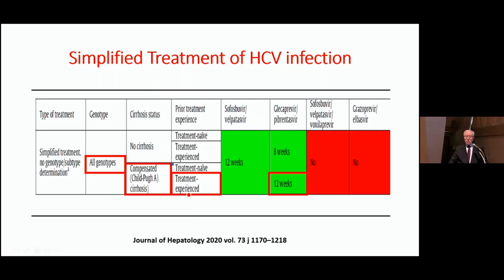So, simplified treatment of HCV infection. This is a very easy treatment. All genotypes without or with compensated cirrhosis can be treated with sofosbuvir velpatasvir for 12 weeks, but glecaprevir pibrentasvir can be given for 8 weeks only. If Child-Pugh A cirrhosis and also treatment experienced, those patients can be treated for 12 weeks with glecaprevir and pibrentasvir.